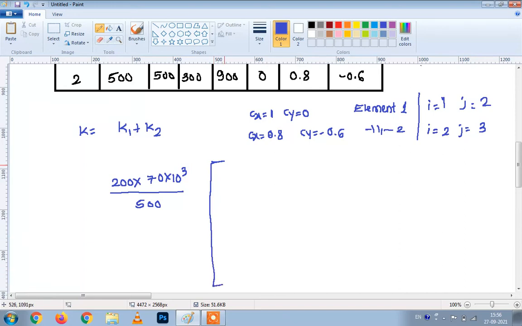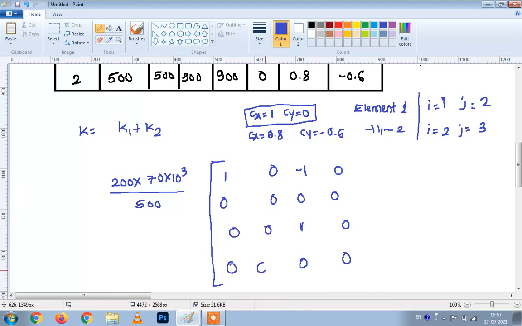Now we will find the stiffness matrix for element number 1. We just need to find these four values: Cx square, CxCy, CxCy, and Cy square. Cx square, 1 square, is 1. Cx into Cy, 1 into 0, is 0, these are for element number 1. Again CxCy is 0, Cy square, 0 square, is 0. So we repeat these values: 1, 0, 0, 0. Similarly, we just change the sign: 0, 0, 0, 0, 0, 0.